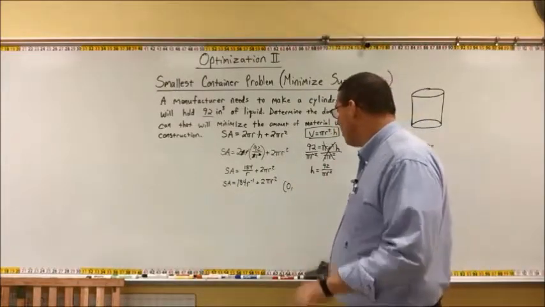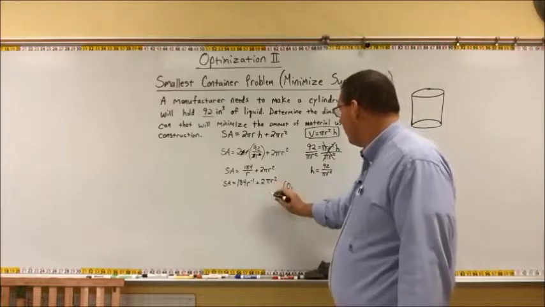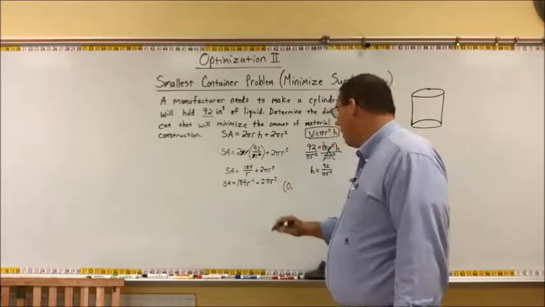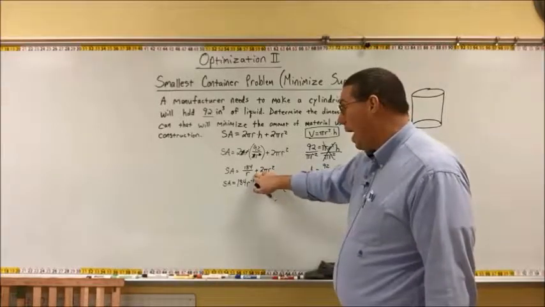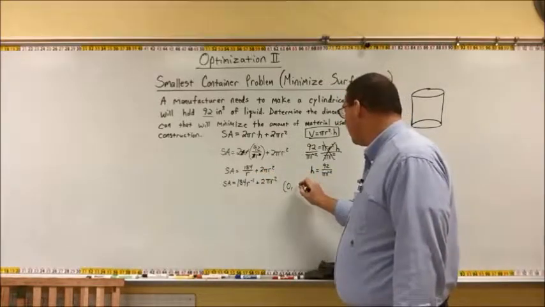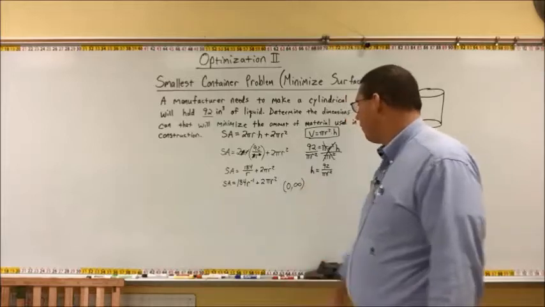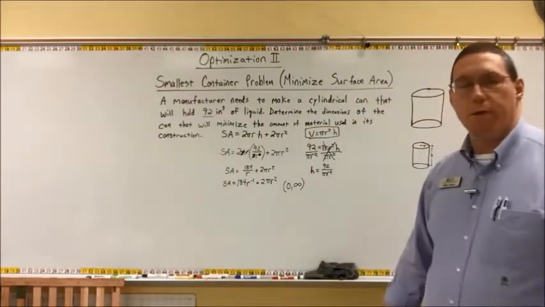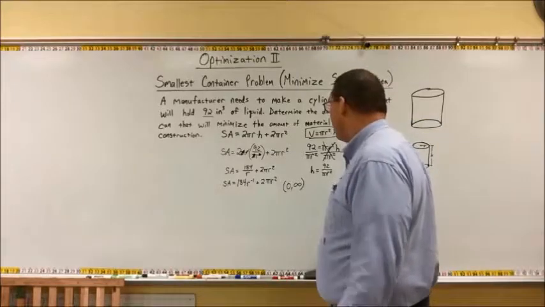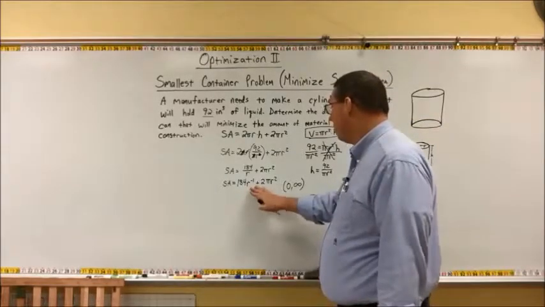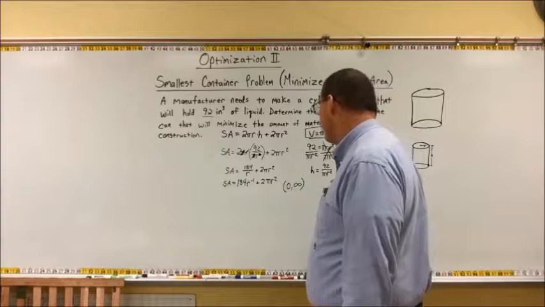But then the other thing is this r squared is always positive, and it's being added, so it looks like r can be anything. So really, our interval for r is from 0 to infinity. Okay? And so now the last thing we have to do is we want to minimize this formula here.